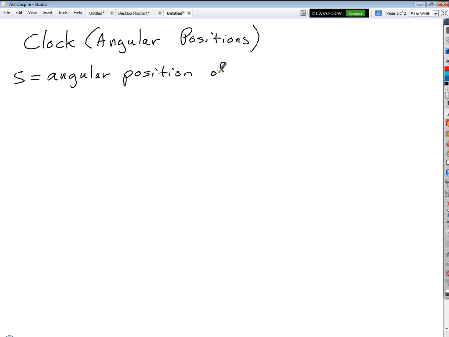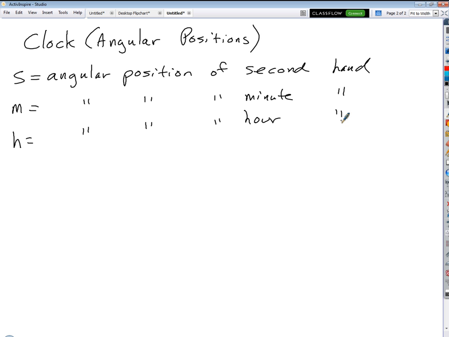Angular position of the second hand. Let's let M equal, what do you think? Angular position of the minute hand. And let's let H equal, what do you think? The hours. No, H, no, that's right.